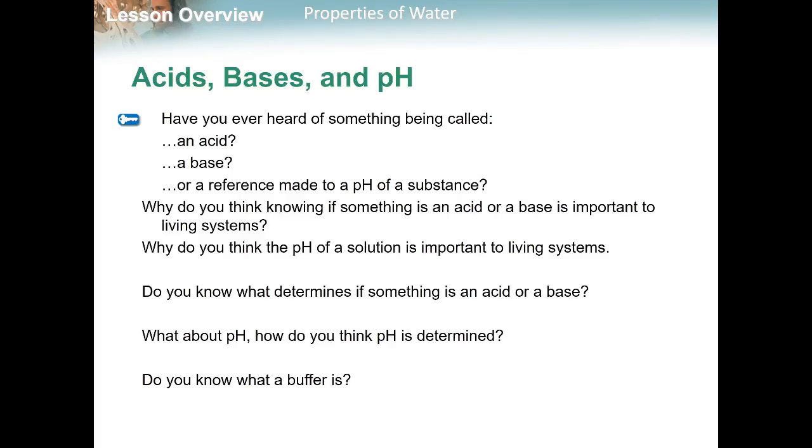Okay, and another characteristic or property of water is that it can determine the pH of a solution. And pH tells us whether something is going to be an acid or a base. So that is a reference to pH, and we're going to talk about the characteristics of acids and bases and how water defines that.